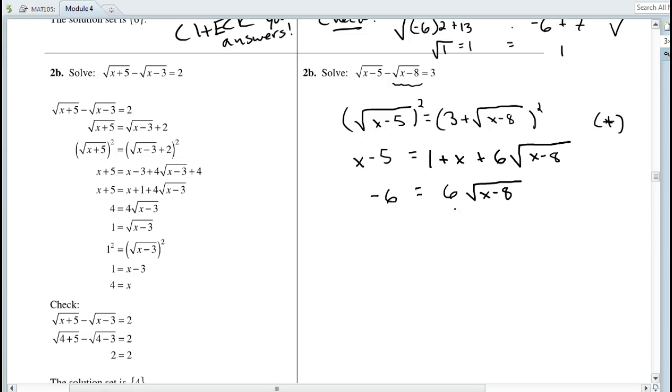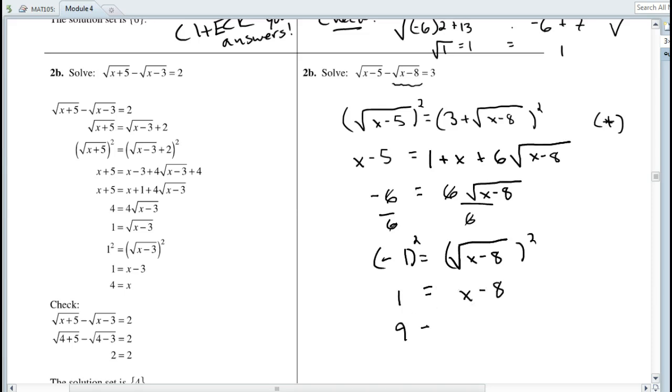Before we square both sides, let's just divide by 6 on each side because that's going to cancel pretty nicely. 6 over 6 goes away and 6 over 6 goes away. So the numbers are a little bit smaller, so we just get negative 1 equals the square root of x minus 8. Now we go ahead and square both sides again. And we get 1 equals x minus 8. Add 8 to both sides, we get 9 is equal to x.